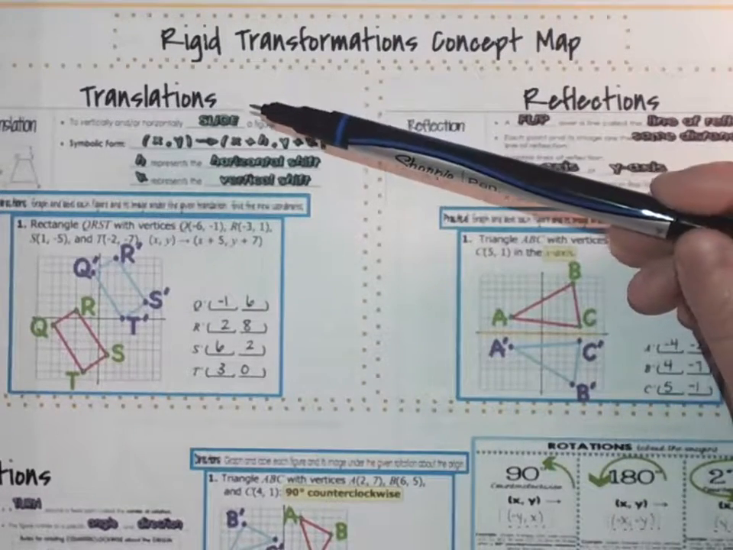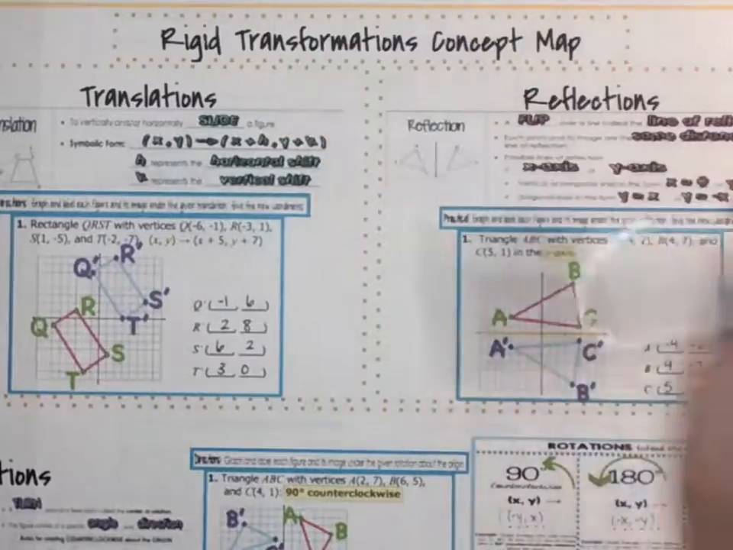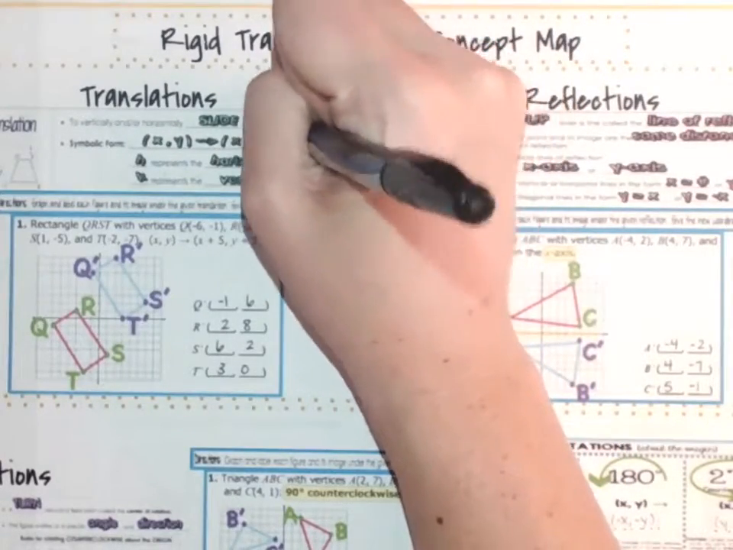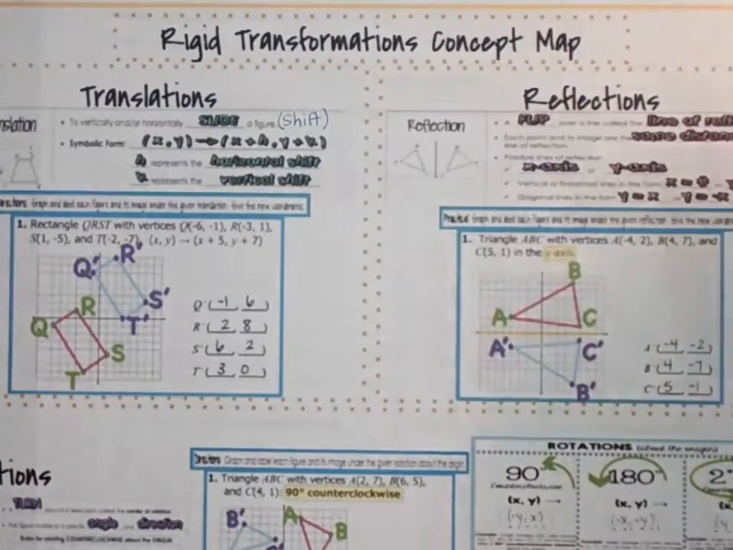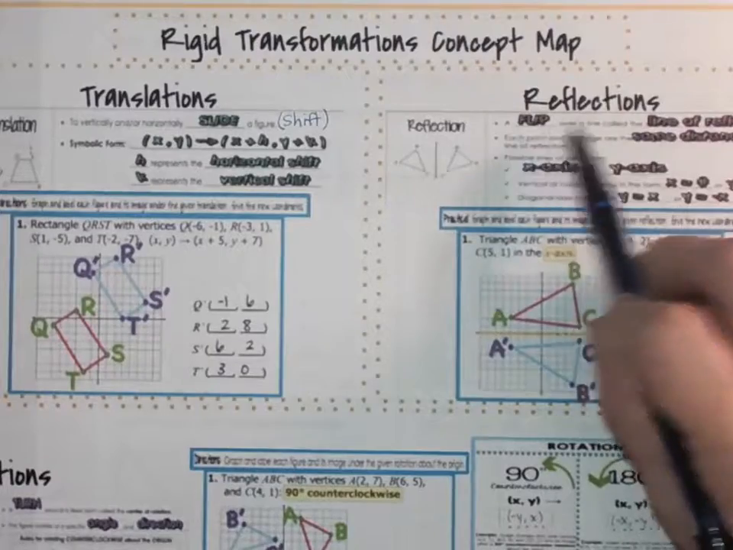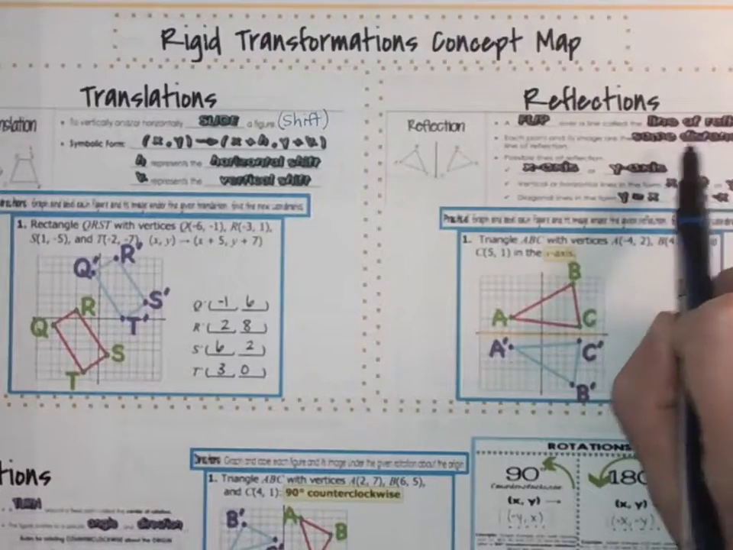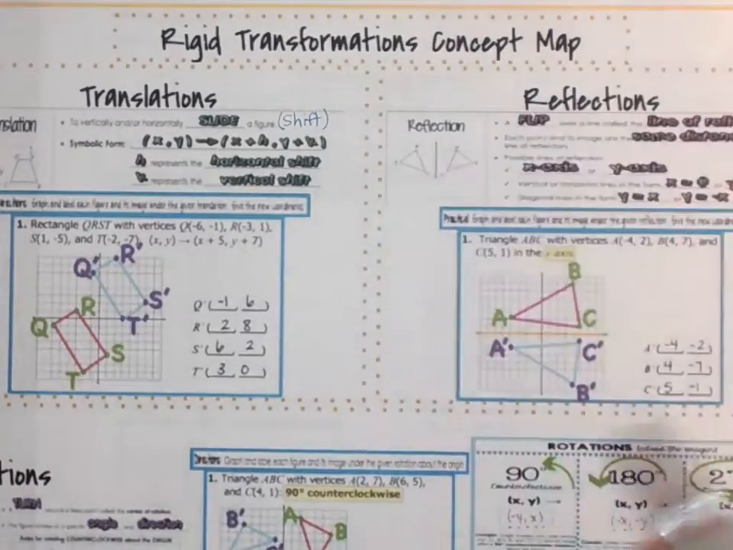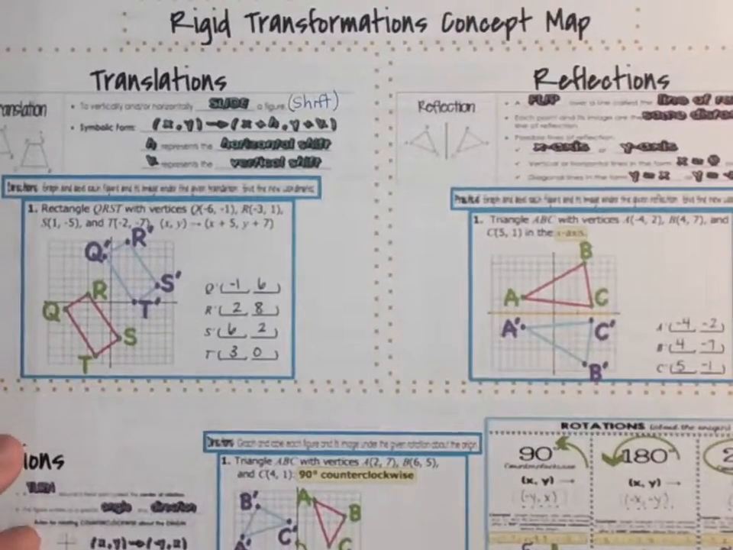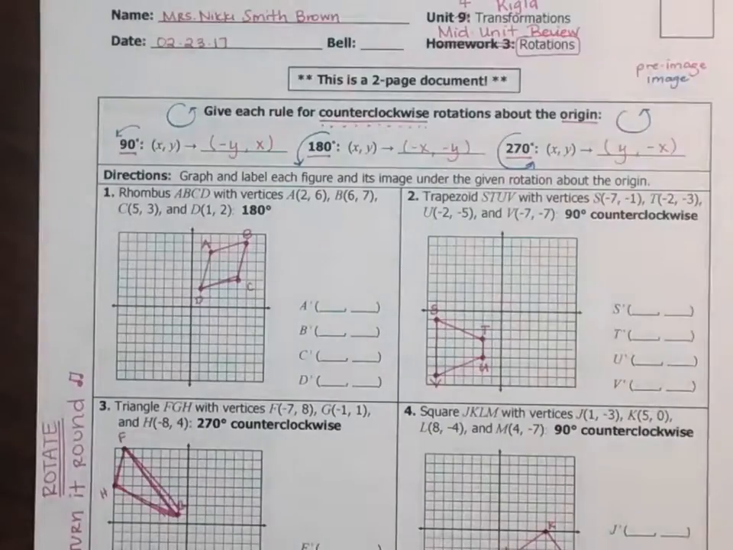Remember that a translation is a slide or a shift. You go left, right, up, or down. A reflection is a flip over a line of reflection or an axis of symmetry. And then a rotation is a turn. So let's start off by talking about rotations.